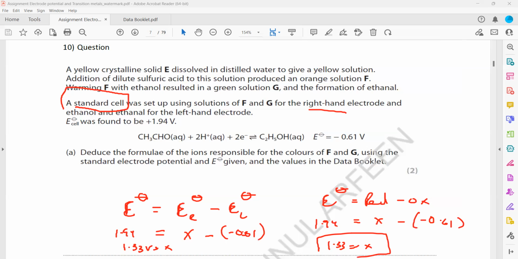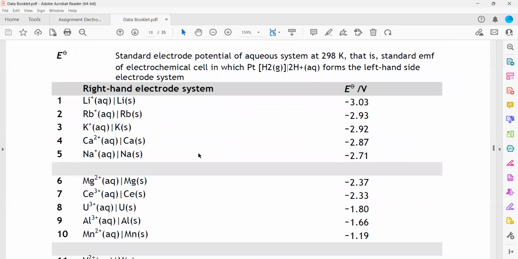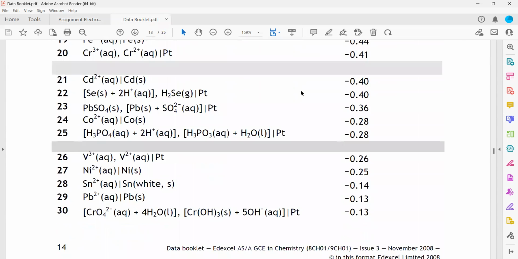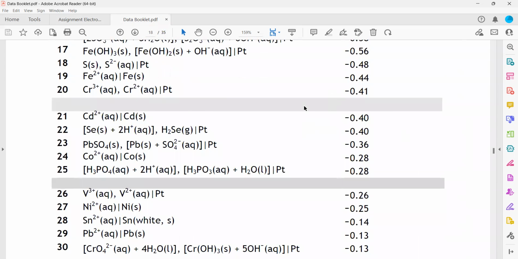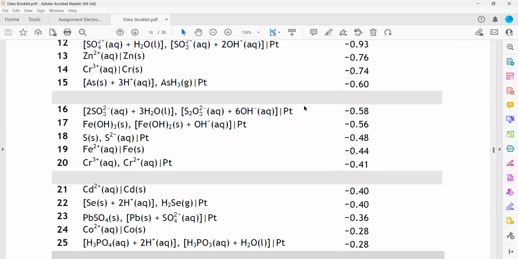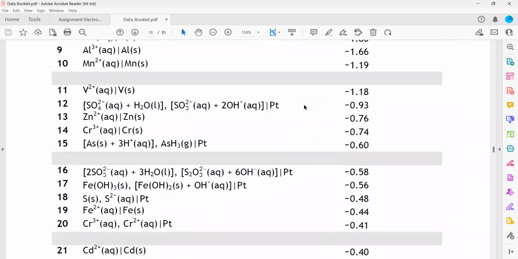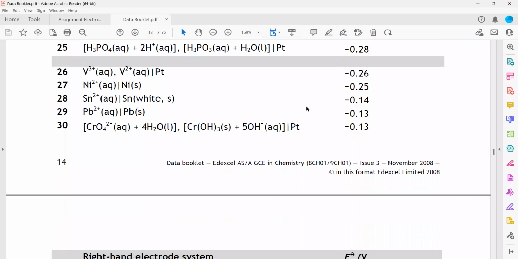Then we have to identify the F and G. For that, we will use the data booklet. We want chromium, and that is 1.33. So conversion of chromium and dichromate.